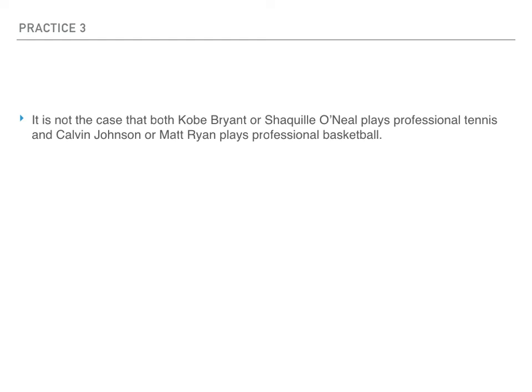Well, anyway, so here's some sentence structure that we can try to determine. This one is a bit tricky because you have to be very careful, and they're really checking to determine whether or not you internalize this notion about commas. Because we look here and we see, well, gee, there are no commas here. And in particular, most tellingly, what we notice is that there's no comma after the word tennis. So it is not the case that both Kobe Bryant or Shaquille O'Neal plays professional tennis and Calvin Johnson or Matt Ryan plays professional basketball.